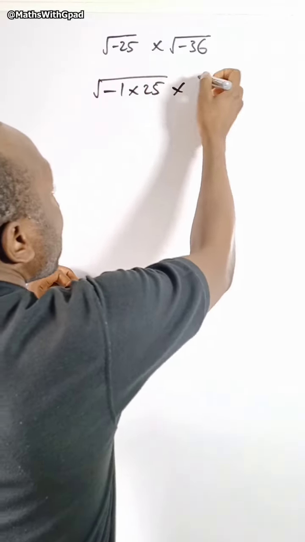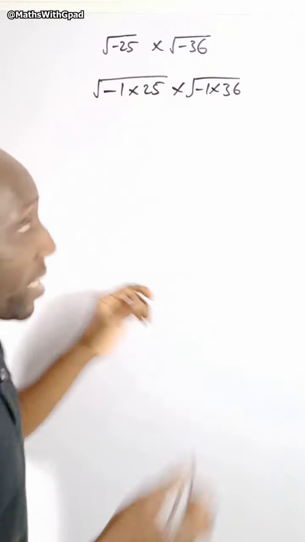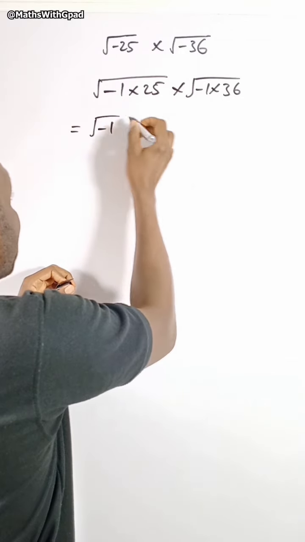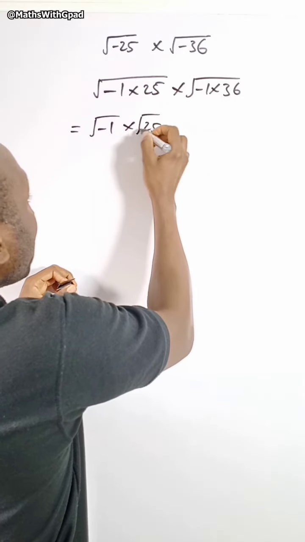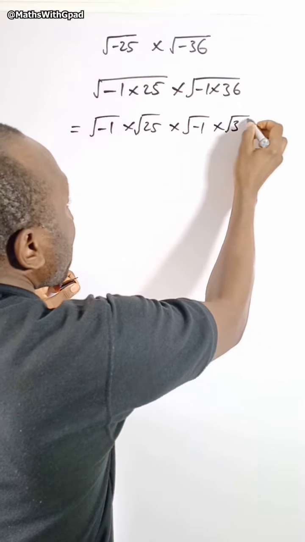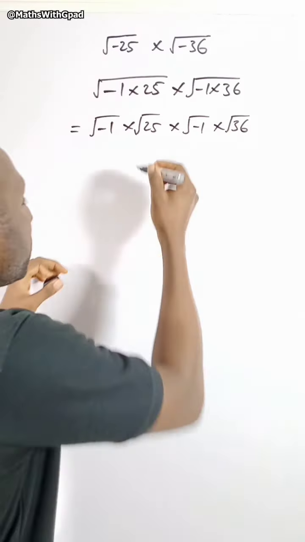What about negative 36? That's what? Negative 1 times 36. So I will rewrite this as the square root of negative 1 times the square root of 25, then times the square root of negative 1 again, times the square root of 36. What is the square root of 25? That's 5. So I have 5.